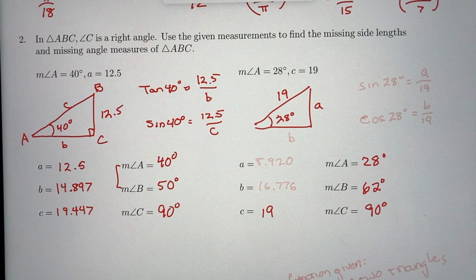A is opposite, 19 is the hypotenuse. So I'm going to go for sine. For B, B is adjacent. Sine is not going to use adjacent. We want cosine. A little calculator fiddling, and we're done with that.